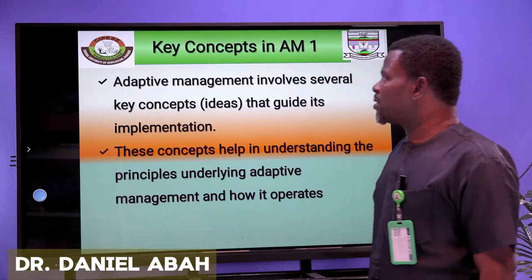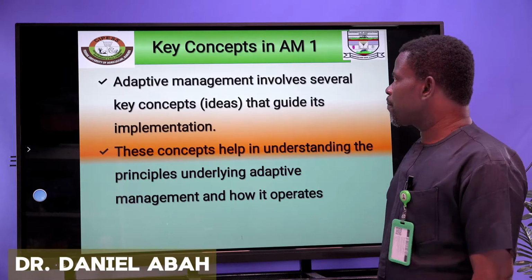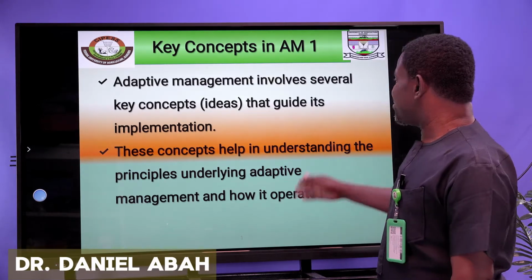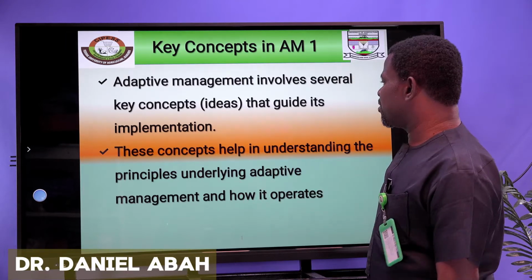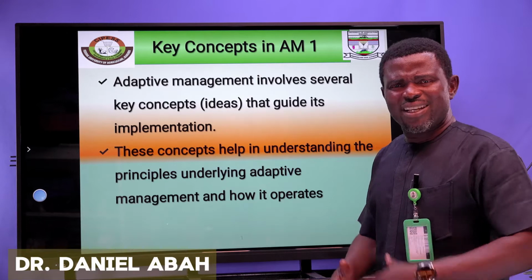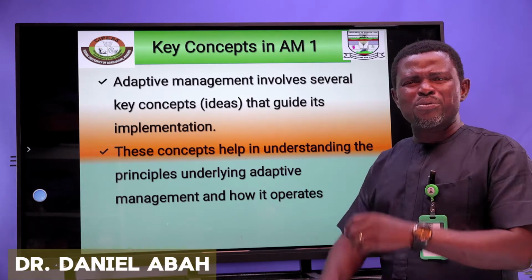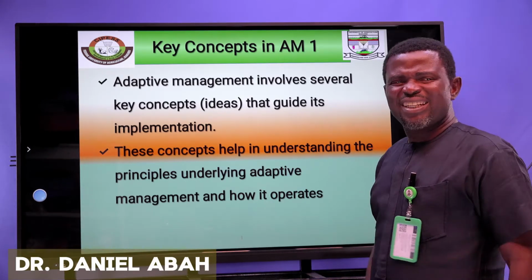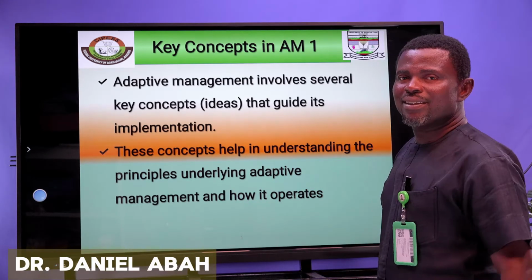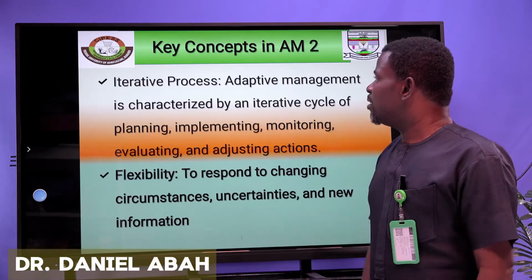There are key concepts in adaptive management. Adaptive management involves several key concepts. These concepts help in understanding the principles underlying adaptive management and how it operates. They're very, very fundamental key concepts.